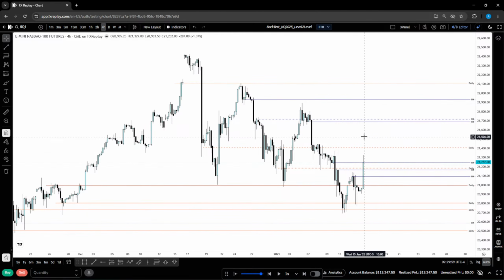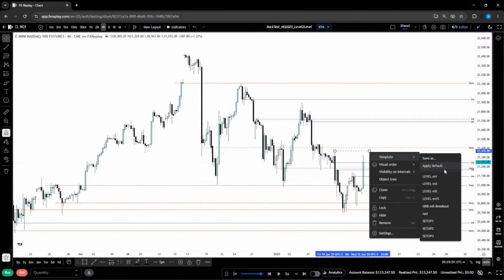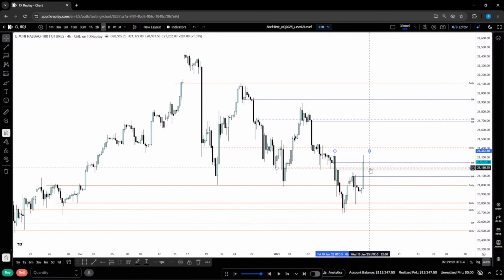But the confirmation will come probably from taking this high, and closing above it in hourly or something.